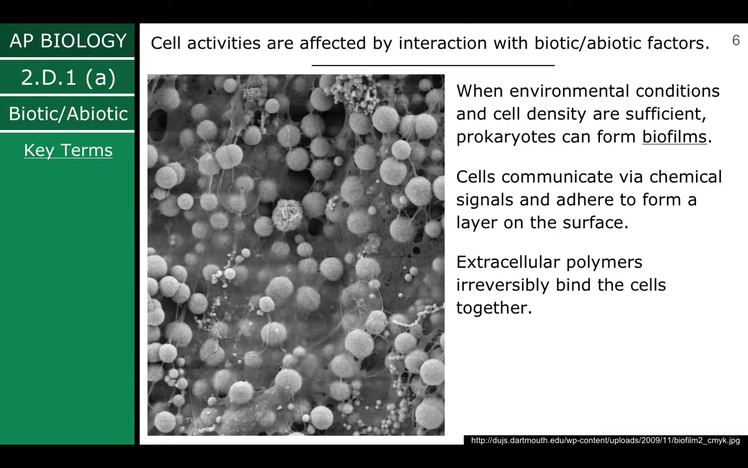Okay, so when environmental conditions and cell density are sufficient, prokaryotes can form biofilms. Cells communicate via chemical signals and adhere to form a layer on the surface. Extracellular polymers irreversibly bind the cells together.